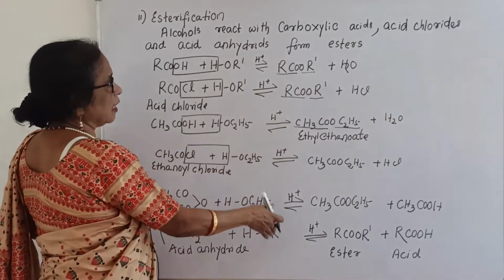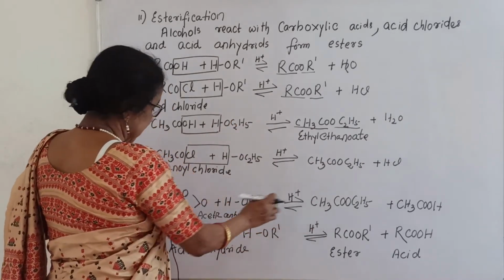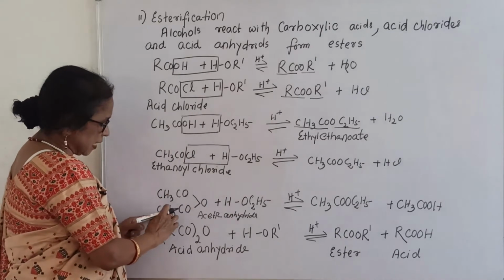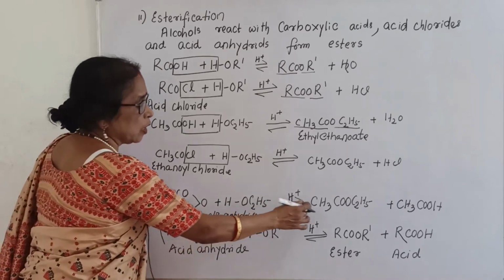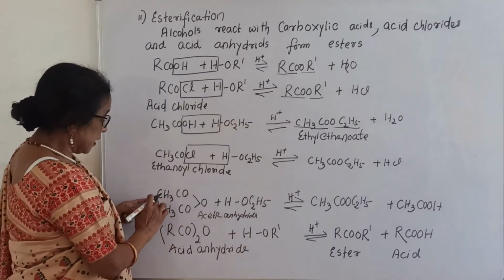In all other cases, the reaction is carried out in the presence of acid. So see here, CH3CO, you take CH3CO. What is the next part? This is OC2H5. So CH3COOC2H5. What is remaining?